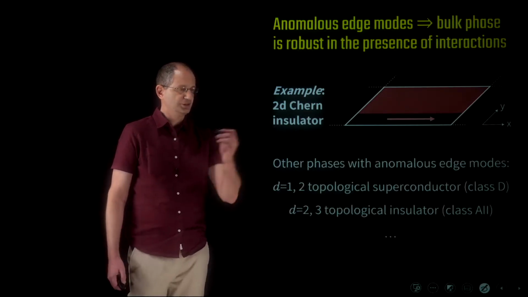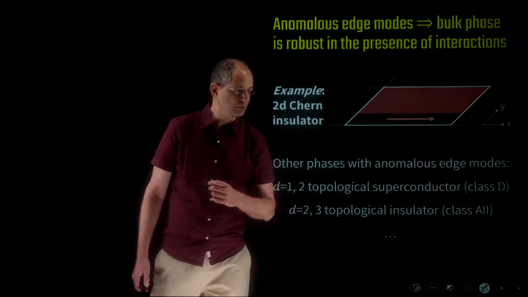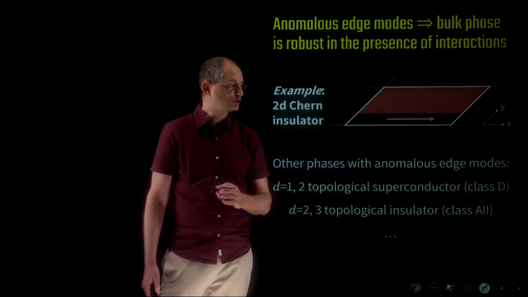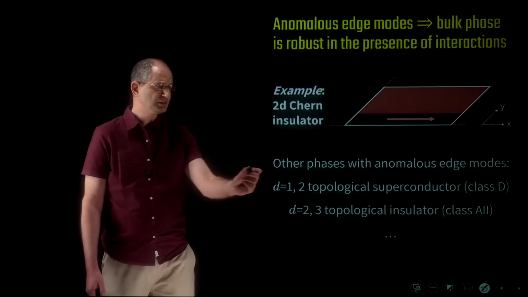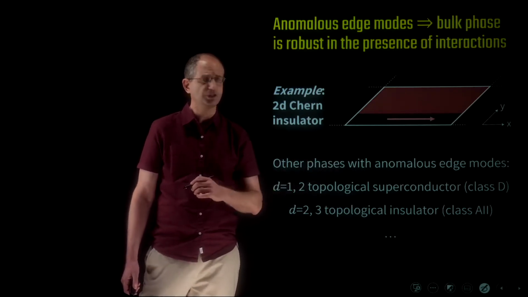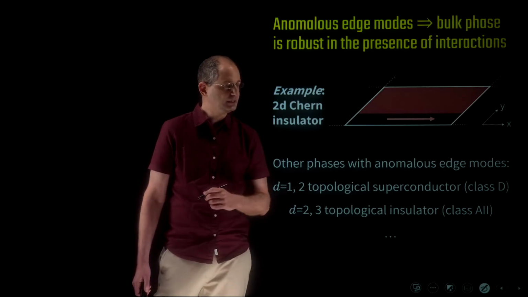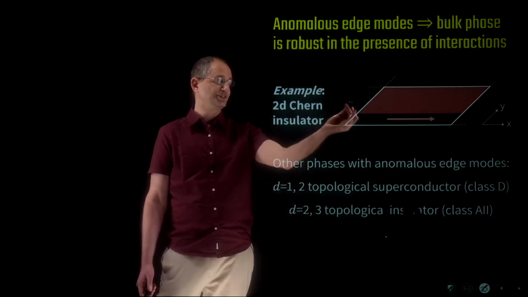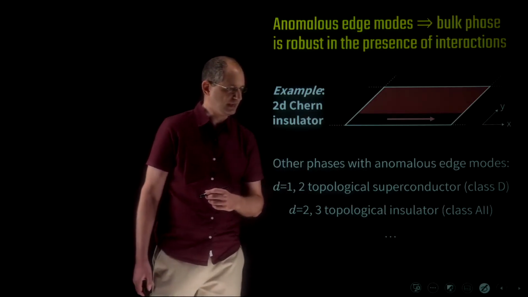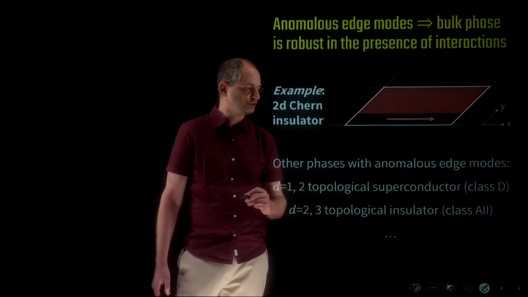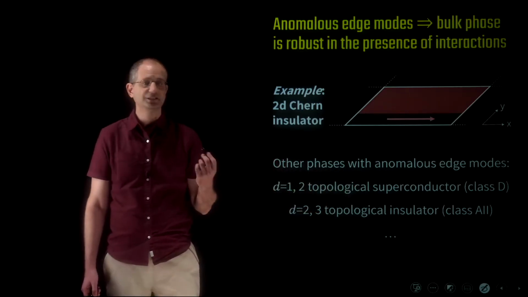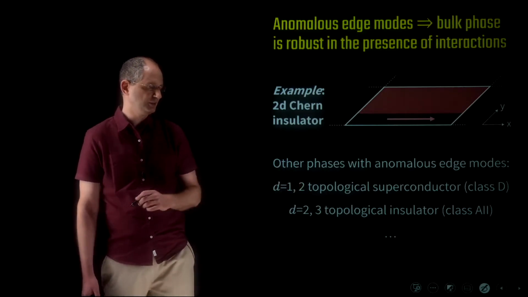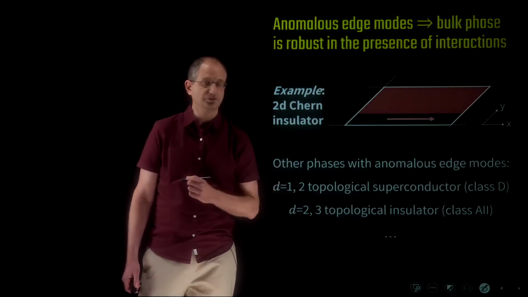Okay, so there are other phases that also have anomalous edge modes. For instance, one and two dimensional topological superconductors in class D. The one-dimensional topological superconductor has Majorana zero modes, as we'll discuss. They have an anomaly, and two-dimensional topological superconductors in class D have chiral edge states, similarly to the 2D Chern insulator. And moreover, also two and three-dimensional topological insulators, class A2, also have anomalous surface states and also are protected and well-defined even in the presence of interactions.